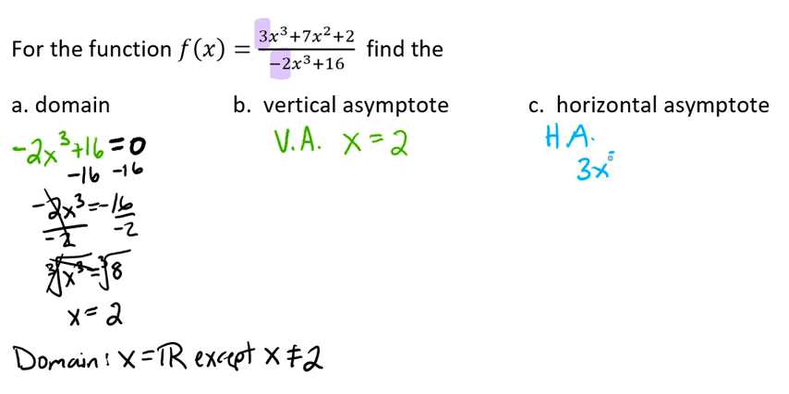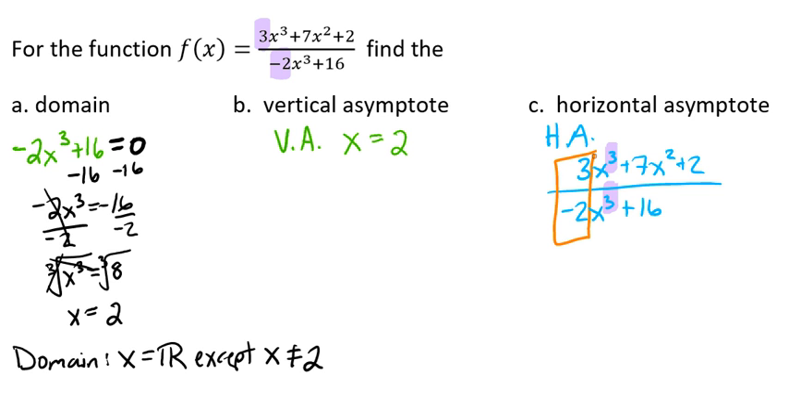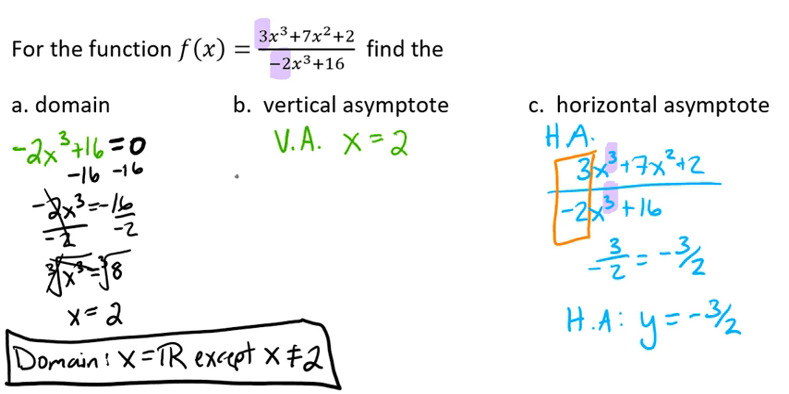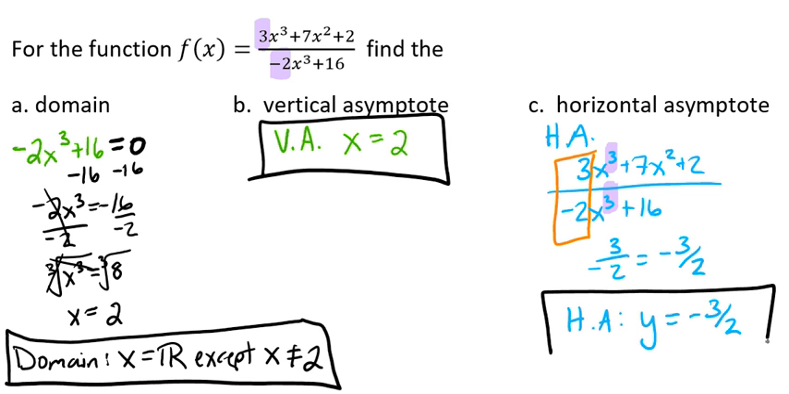So we're going to take the 3x to the third plus 7x squared plus 2 over the negative 2x to the third plus 16. Again, because these are both 3's, what we care about is that right there. And when we reduce 3 over negative 2, it reduces to just negative 3 over 2. So our horizontal asymptote is going to be y equals negative 3 over 2. And so we have found our domain, our vertical asymptote, and our horizontal asymptote.